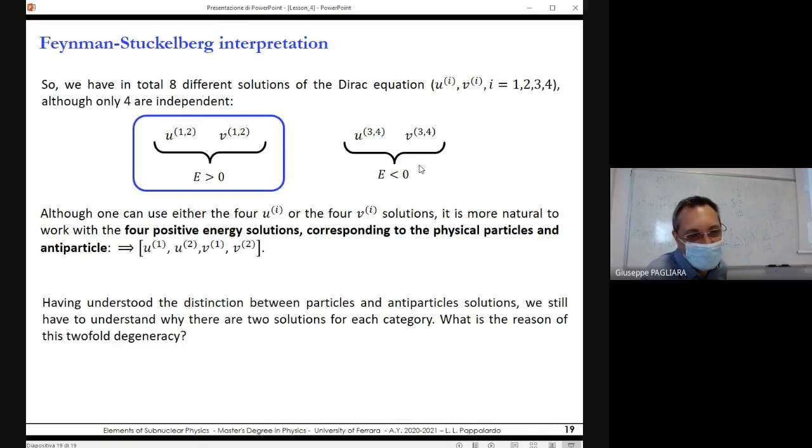So what we will learn in the next lesson is how to resolve the degeneracy between the two particle solutions and the two antiparticle solutions. We need to search for good quantum numbers that allow us to distinguish the two.